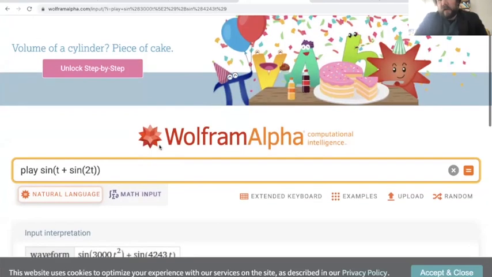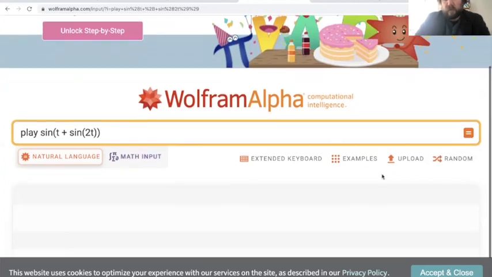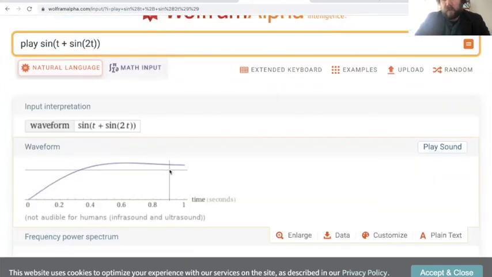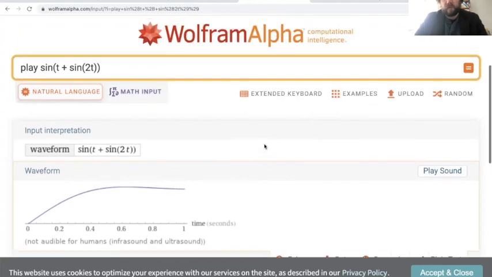So if I look at this kind of thing, I can go to WolframAlpha, I can say play, give it a formula, compute the input, and it gives me a waveform. And when I click on that, I can do play sound. Now that one doesn't do much, the frequencies aren't high enough.